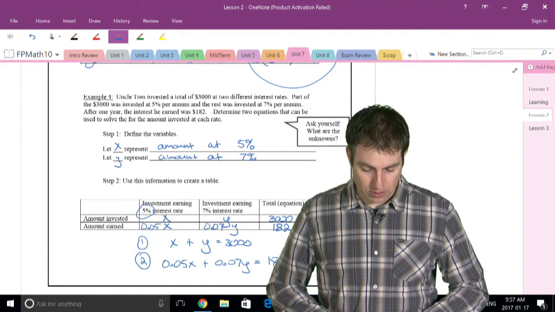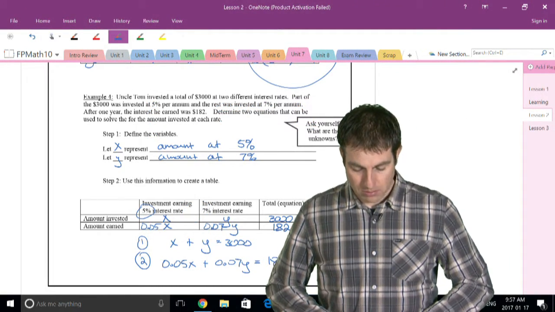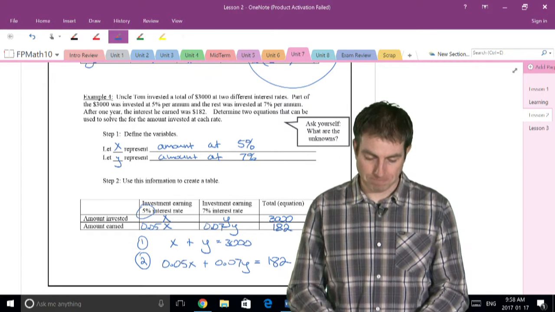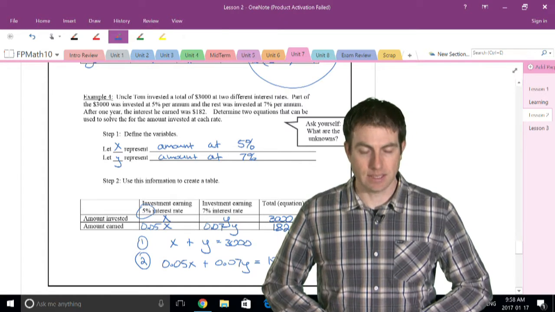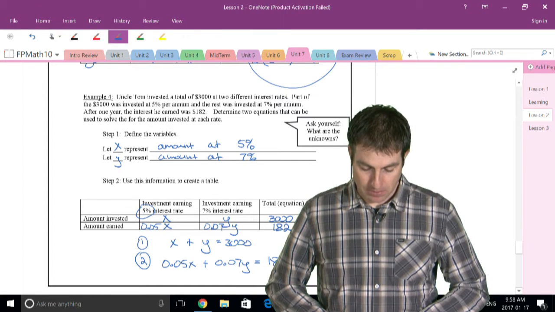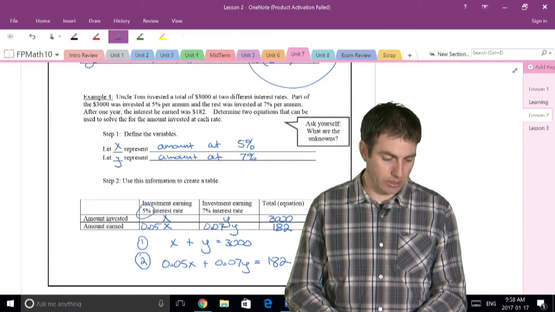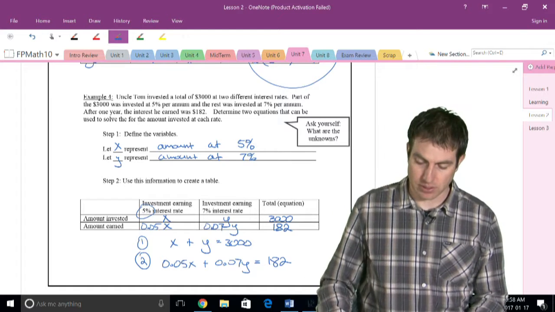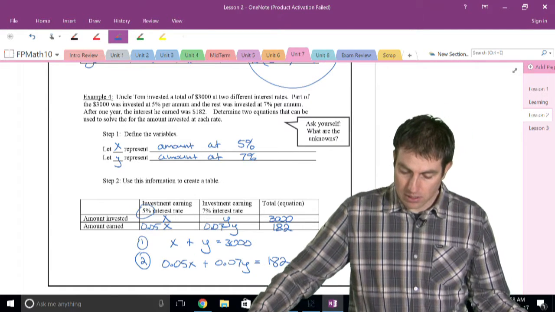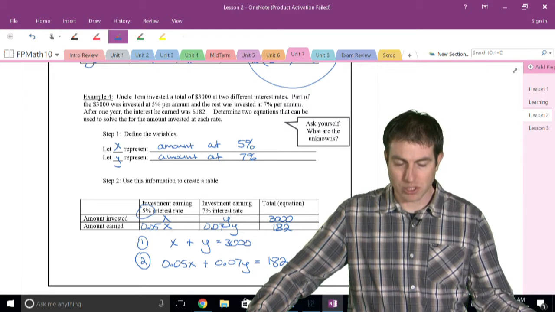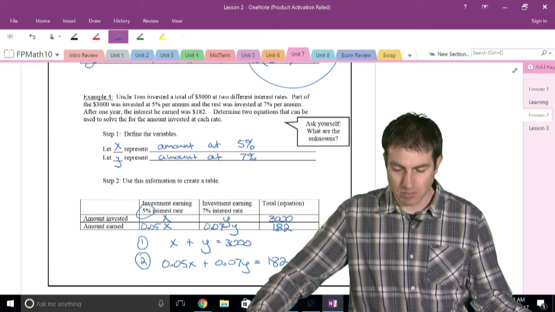I could solve that system now by graphing. I could solve it by elimination if I wanted. And yes, once I did that, I could figure out X and Y, and then I could figure out the amount he had at each. This question doesn't ask us to actually figure that out. It just asks us to determine this set of equations. So we have two equations. We can solve them. There you go.